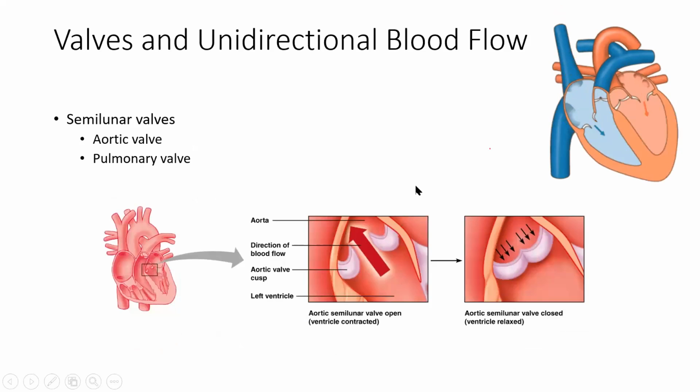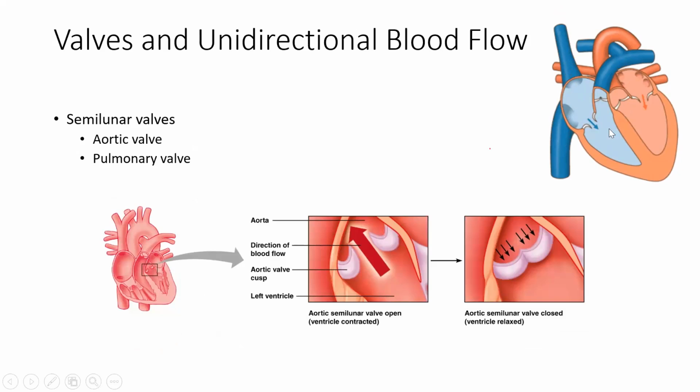If we look at the semilunar valves, they're differently located and they have a different function. The semilunar valves are the aortic valve. So the aortic valve helps to seal the communication between the left ventricle and the aorta. So here's the aorta in red, and then here's the left ventricle, and then here's the aortic valve.